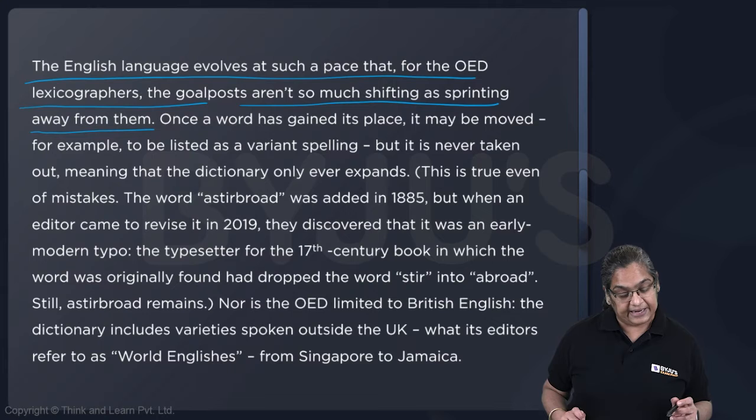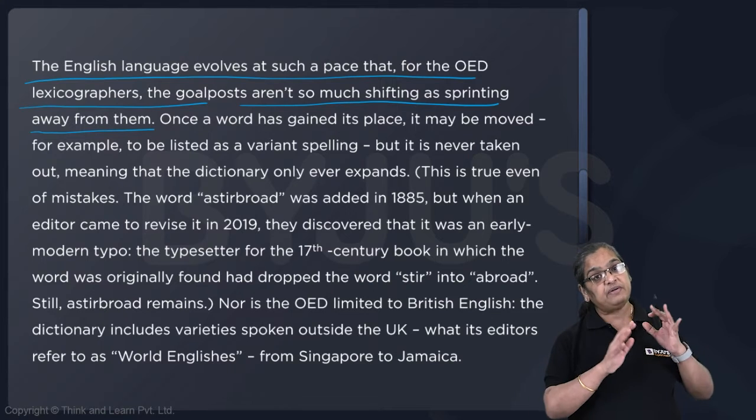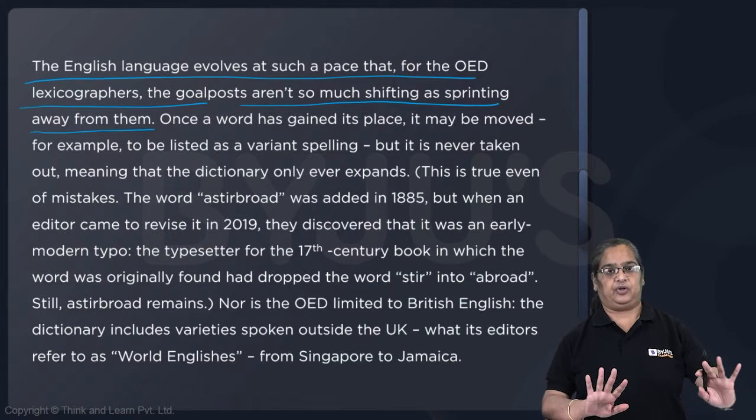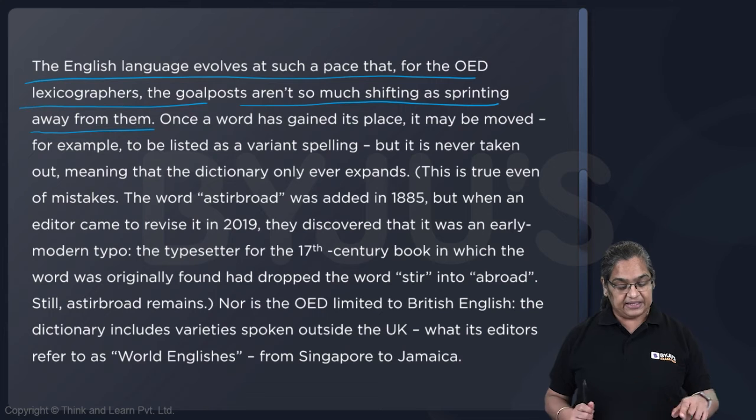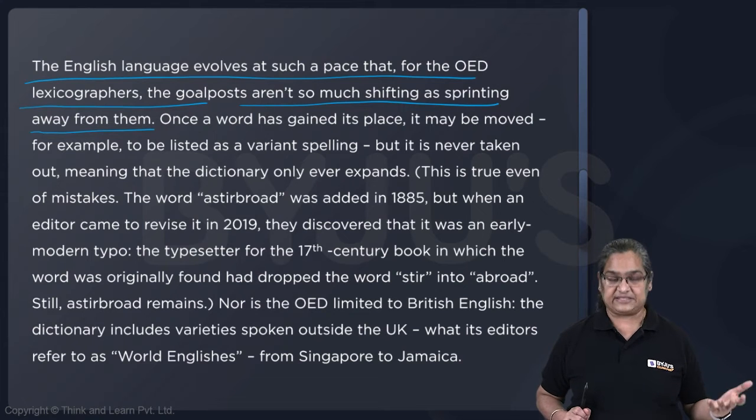This is even true of mistakes. So even when mistakes are there in the dictionary, they continue. They don't do anything to it. That's the example he has given about Astor-Broad.